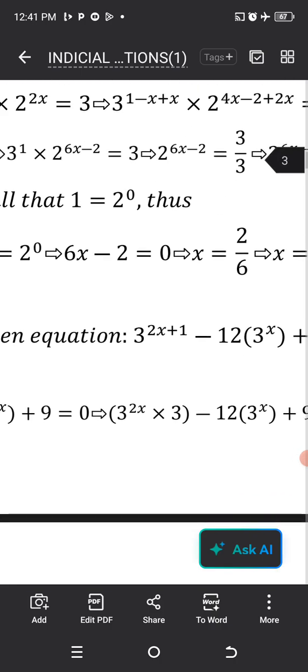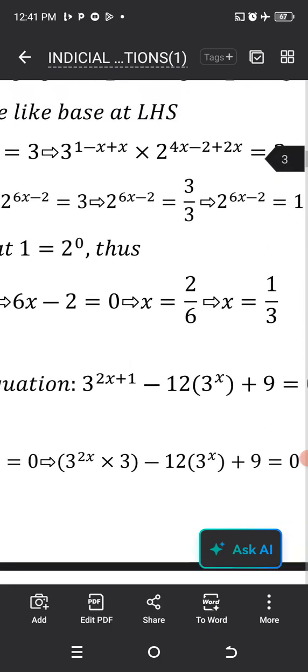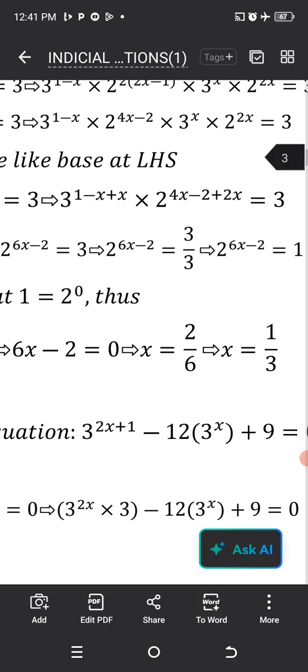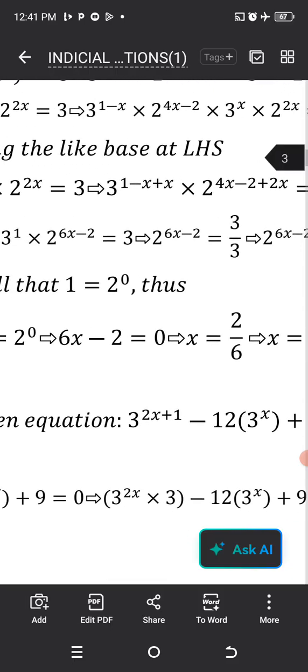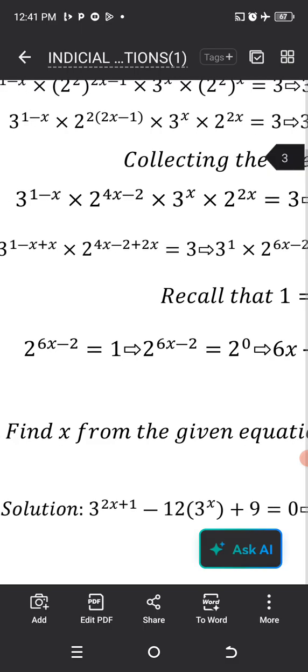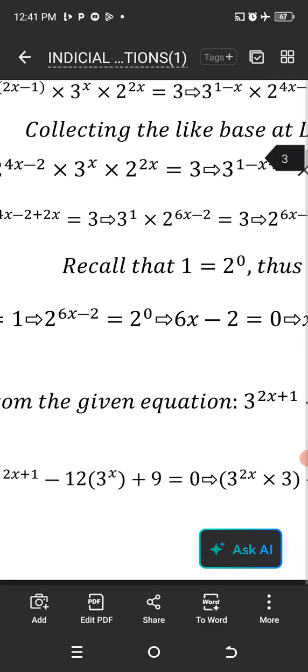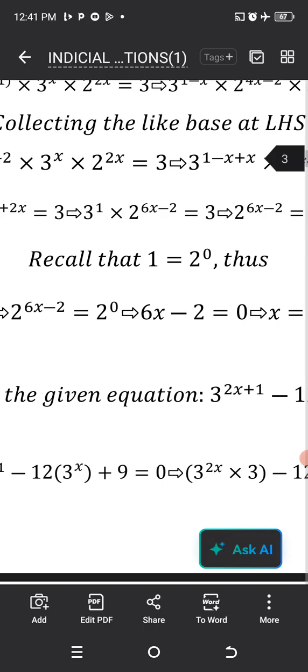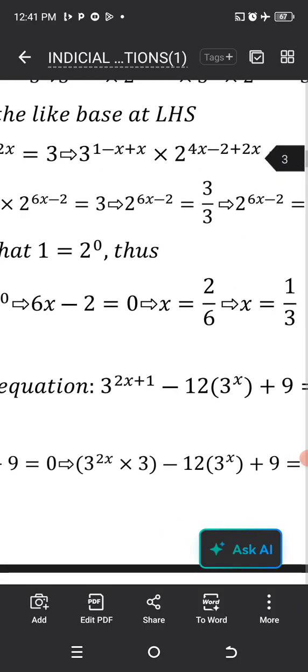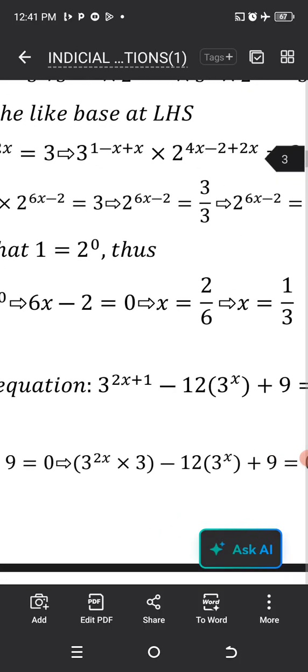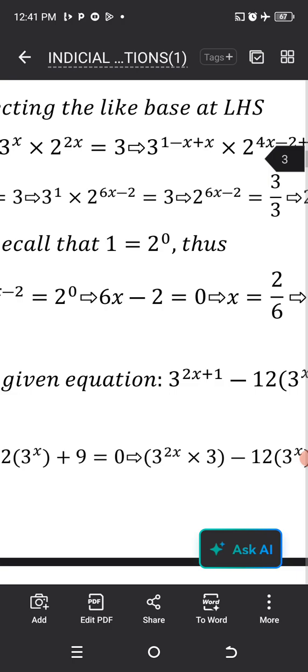So in the next expression, from the first implication sign we have 3 raised to power 1, because 1 minus x plus x, the remaining will be 1. Recall that anything raised to power 1 is still that same value. So multiply by 2 raised to power 6x minus 2. If you find the expression, 4x minus 2 plus 2x is going to give you 6x minus 2 actually. So that's why we're having that.